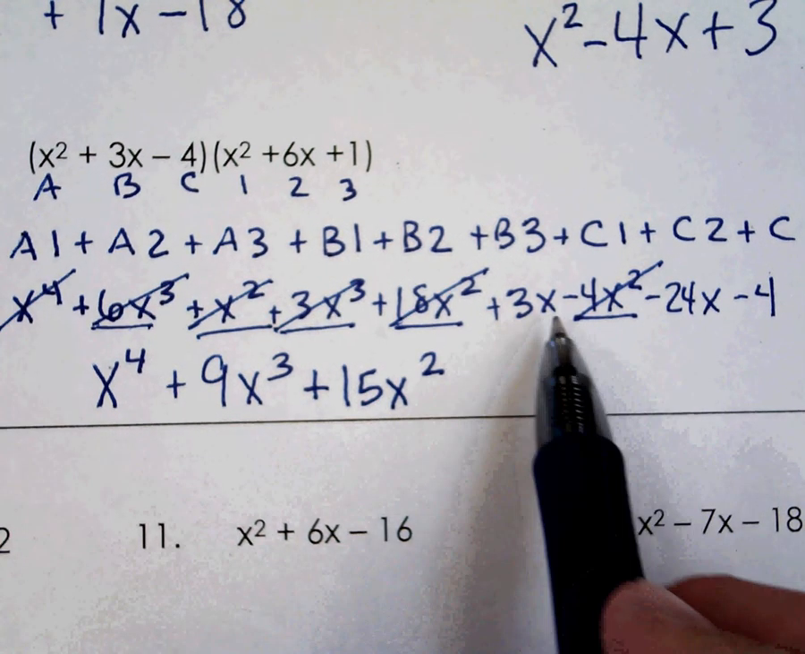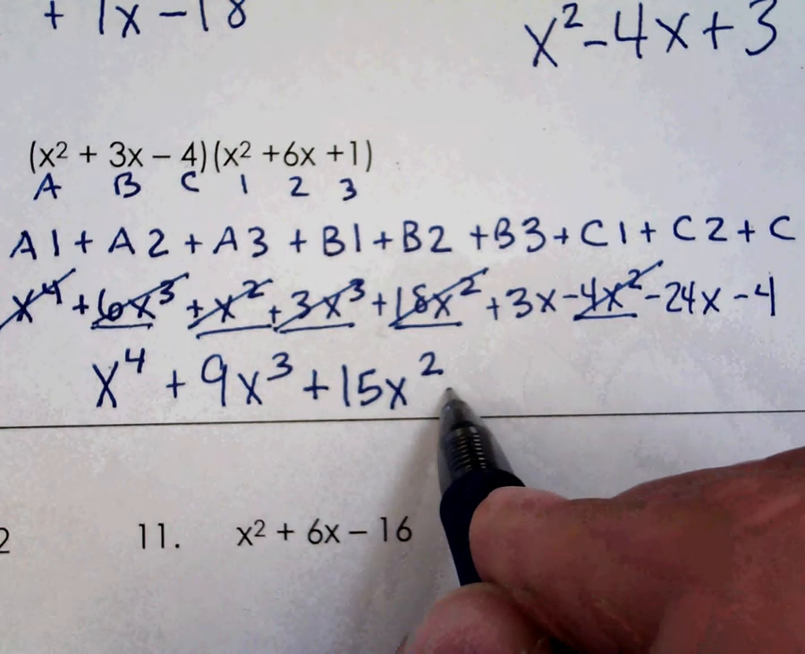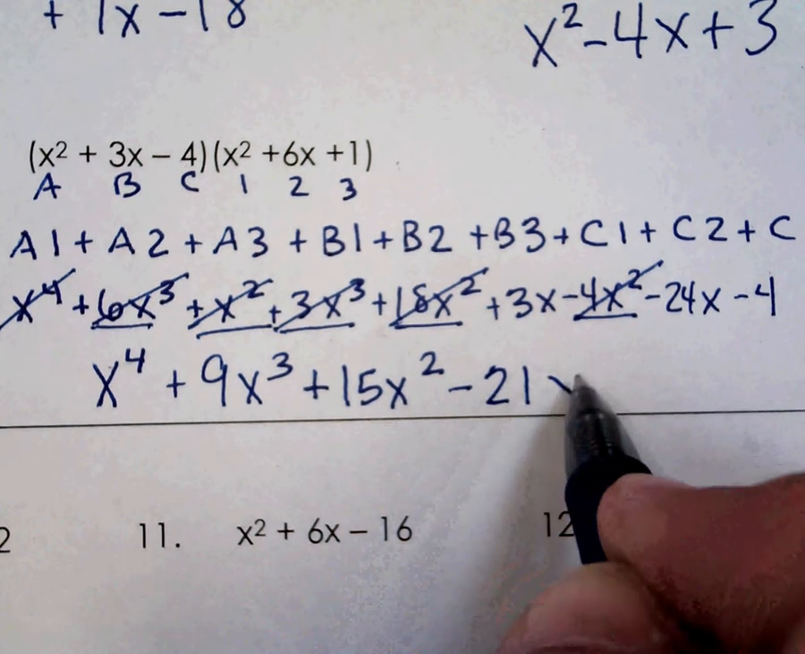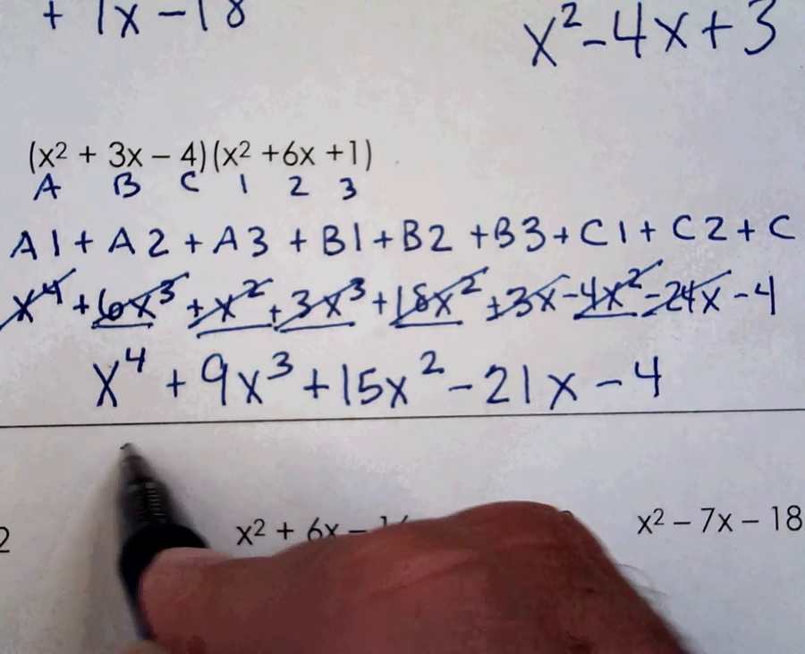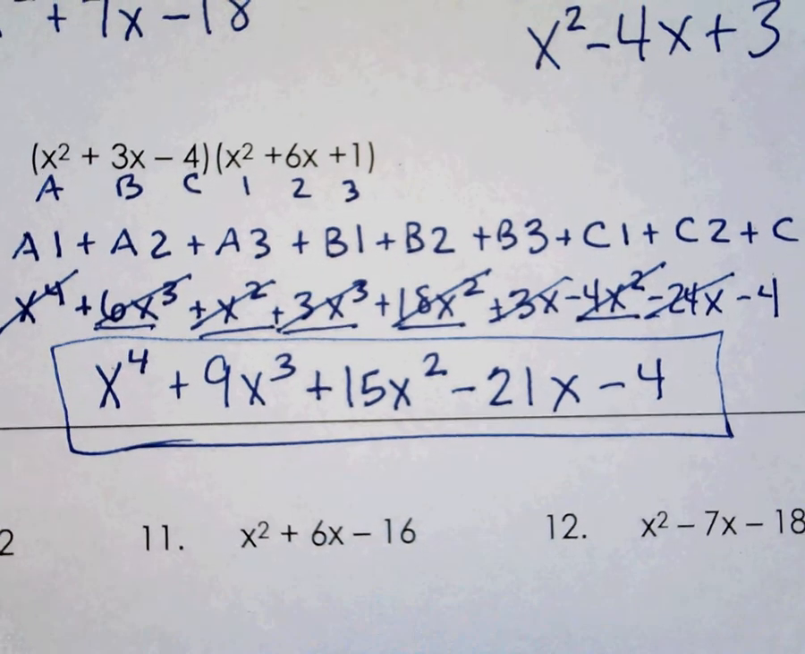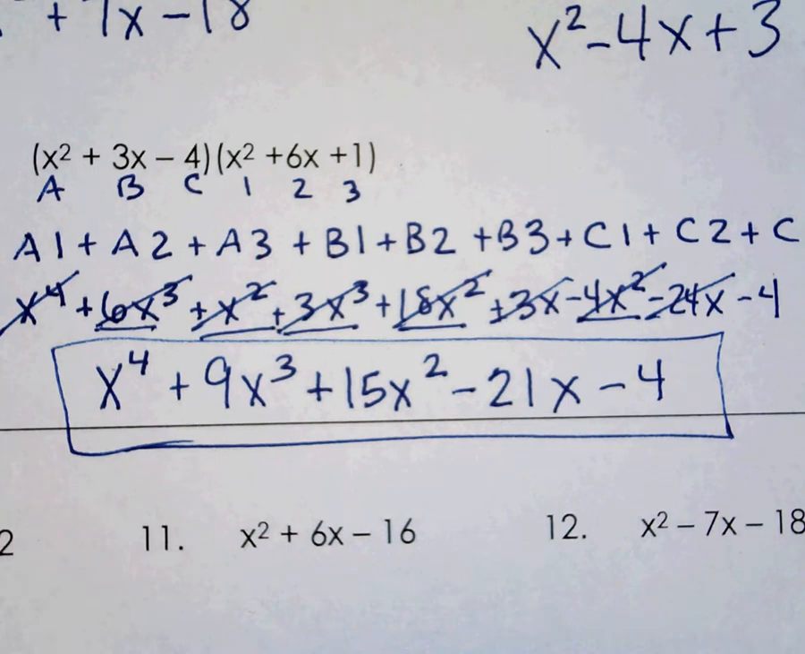Finally, 3x is a like term with negative 24x, making negative 21x and the constant negative 4. Final answer. You can graph that in y1. You can graph the original problem in y2. If they produce the same graph, you did it right.